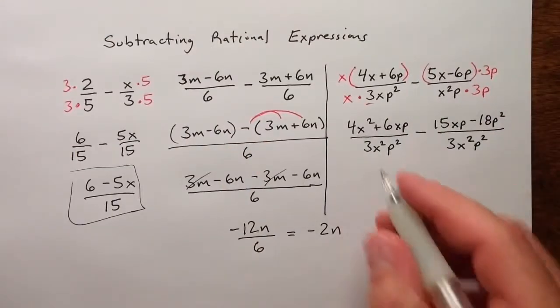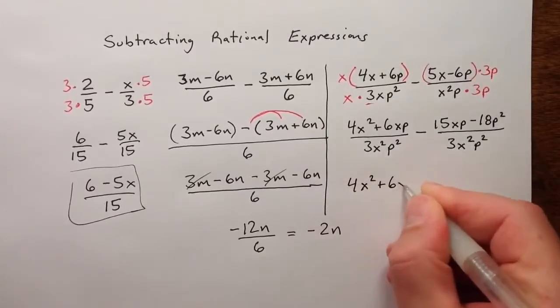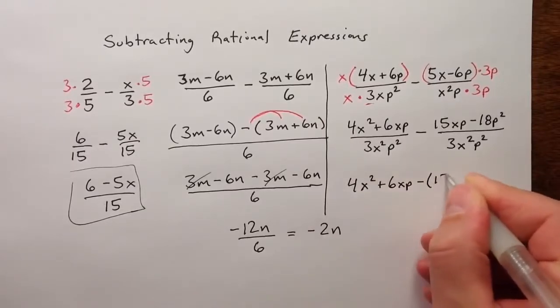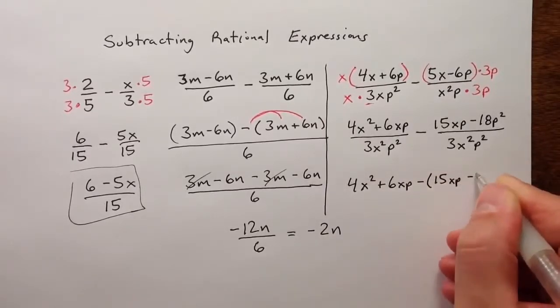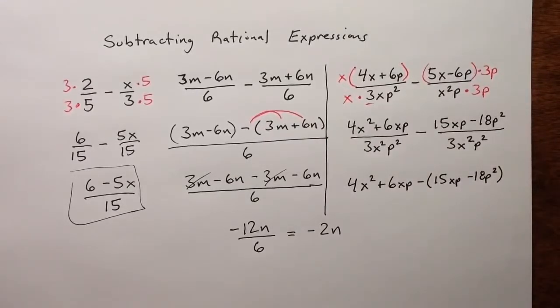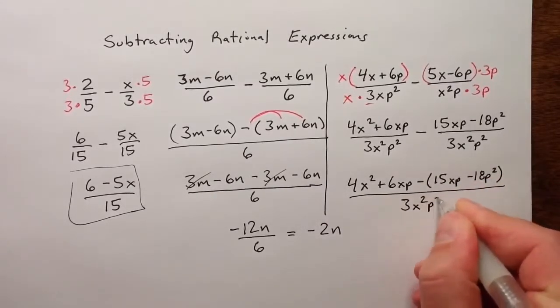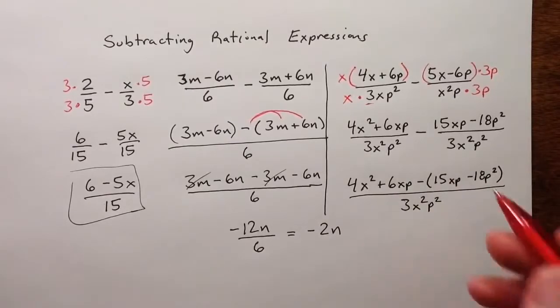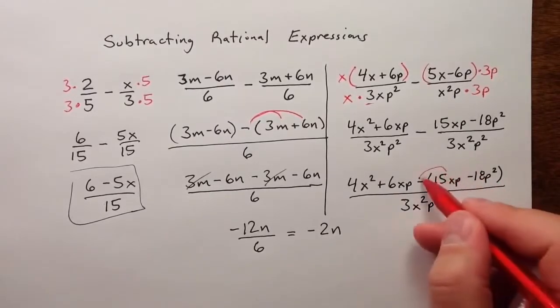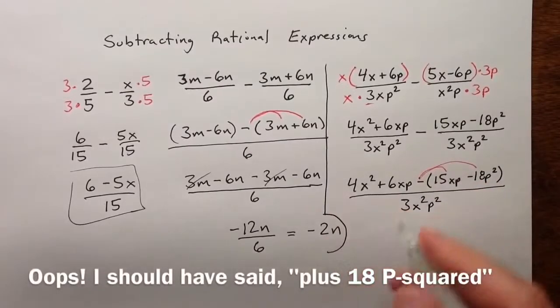So we can put those together. Of course I need to be careful. I want to make sure I subtract that entire second numerator. So the parentheses indicate that I want to subtract both of those parts, both of those terms. The common denominator becomes the denominator of the two expressions. And the only other thing I need to be careful about is to distribute this to both terms. So it's going to give me a negative 15xp, but then this will become a plus 18p squared.